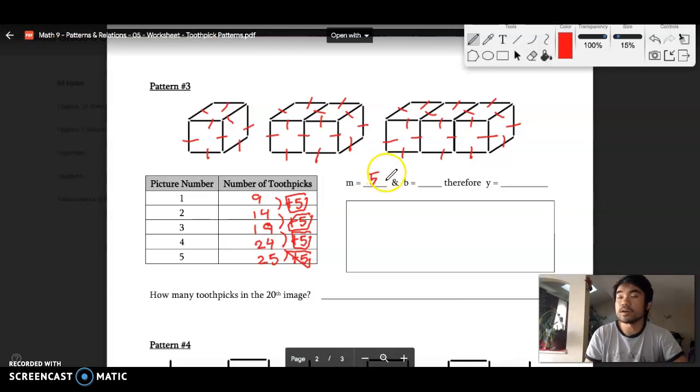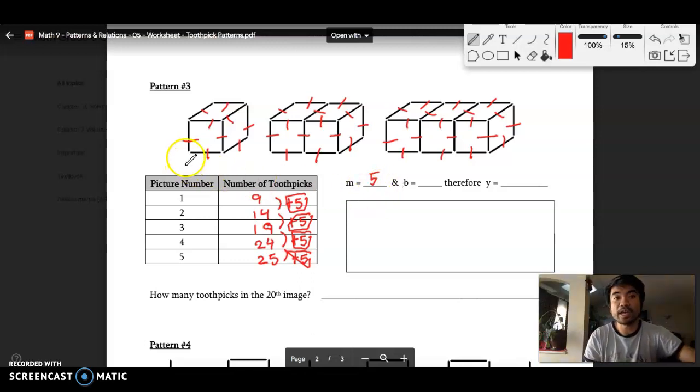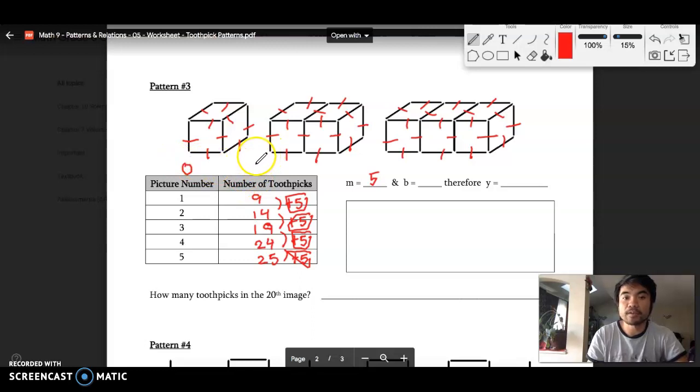Now, for b, it says here, how do you find the y-intercept? To find the y-intercept, you need to find y when x is at 0. So when x is at 0, how many toothpicks are there? Well, if you're adding 5 going down, you need to minus 5 going up. So when x is at 0, my y is 4. And therefore, my equation is going to be y equals 5x plus 4.